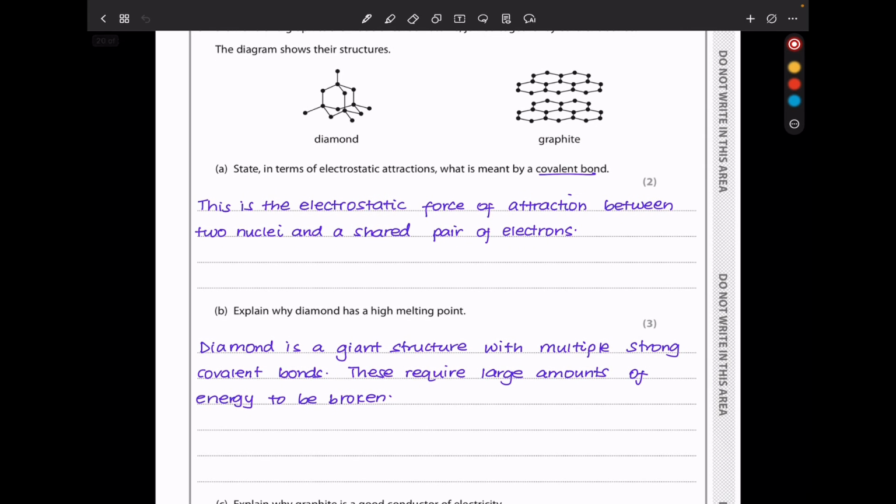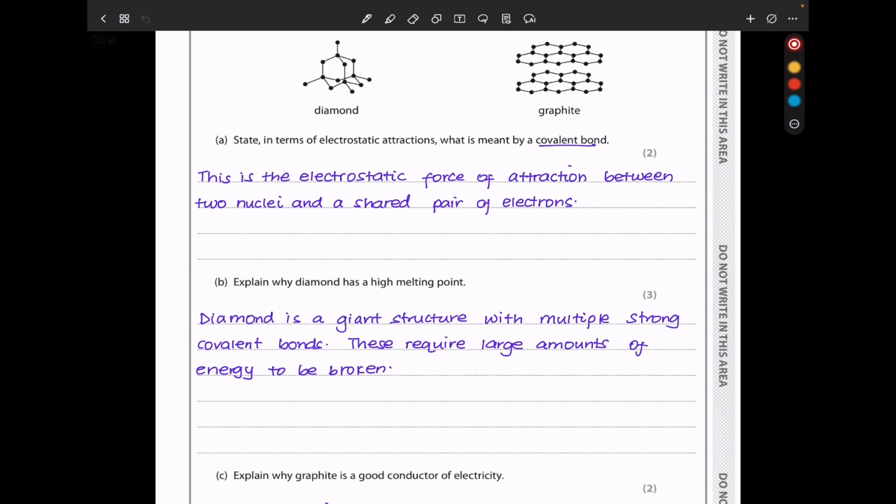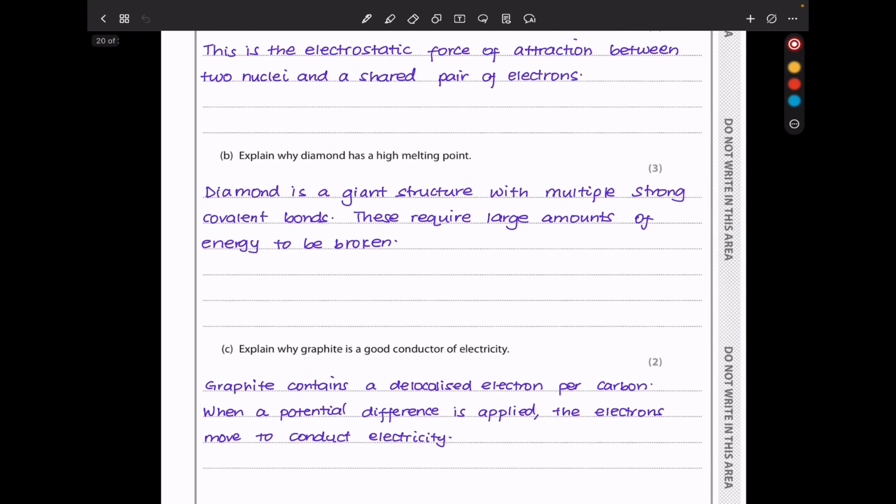They say state in terms of electrostatic attractions what is meant by a covalent bond. This is the electrostatic force of attraction between two nuclei and a pair of shared electrons between the two atoms.